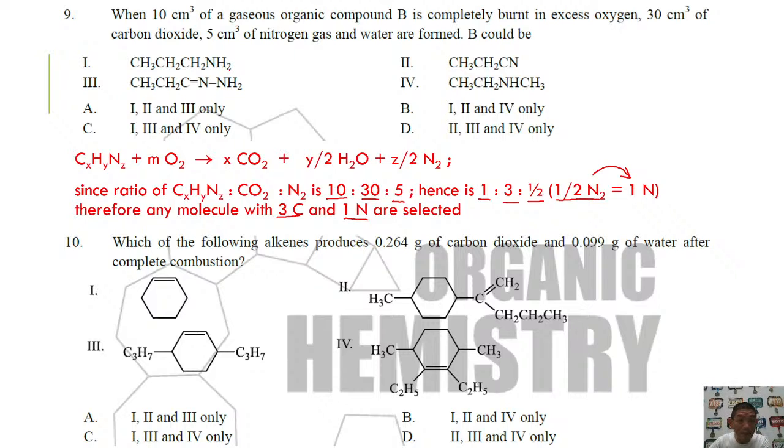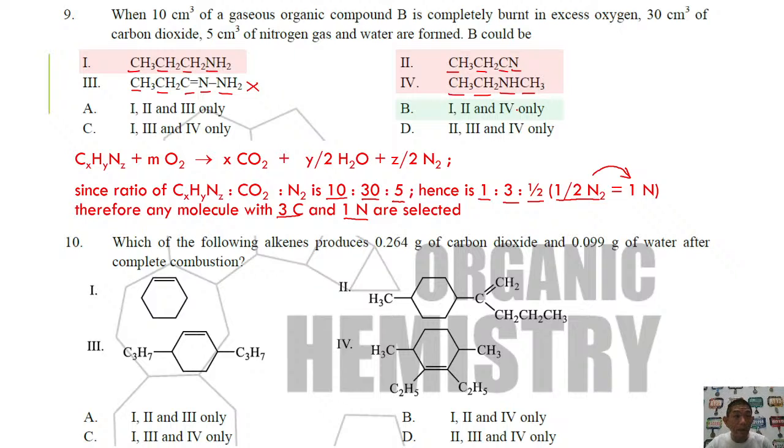So which one is our answer? In number 1, you have 3 carbon, 1 nitrogen, so 1 is correct. In number 2, you have 3 carbon, 1 nitrogen, so 2 is also correct. In number 3, you have 3 carbon, 2 nitrogen, so number 3 is wrong. And in number 4, you have 3 carbon, 1 nitrogen, so 4 is also correct. So the best answer here is 1, 2, and 4.